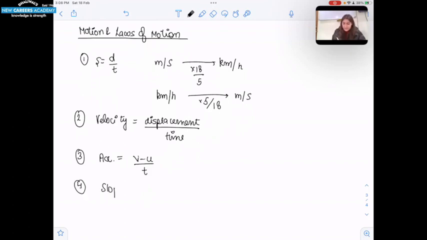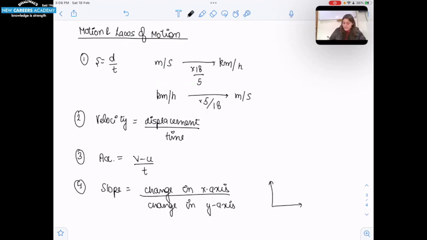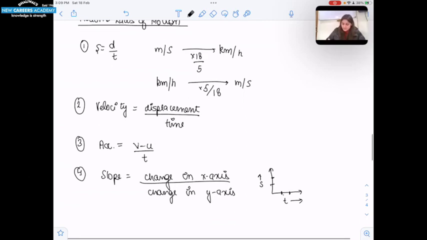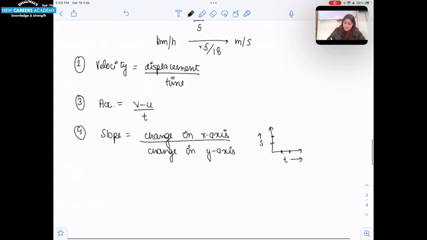Next, we have some graphs in this chapter, in motion chapter. So how do we calculate slope? Slope is change in y-axis by change in x-axis. For example, we have this graph. Sorry, this is displacement time graph. S is displacement, T is time. So slope of this graph would be change in y-axis by change in x-axis.